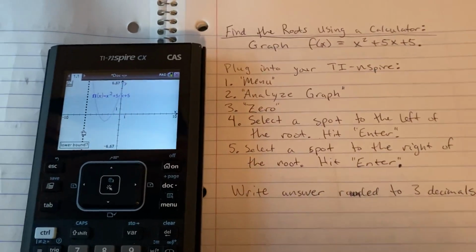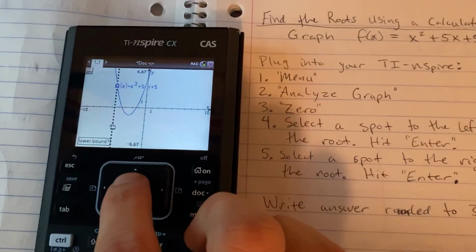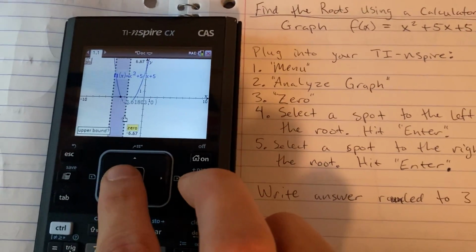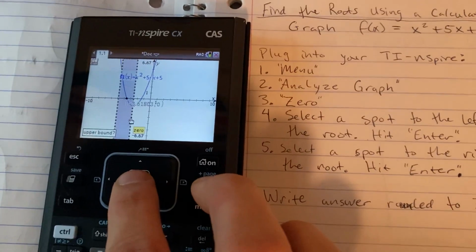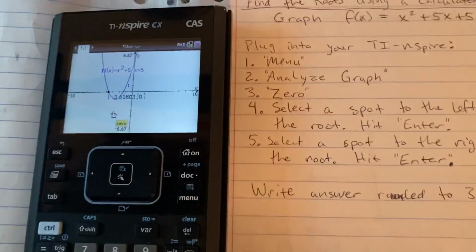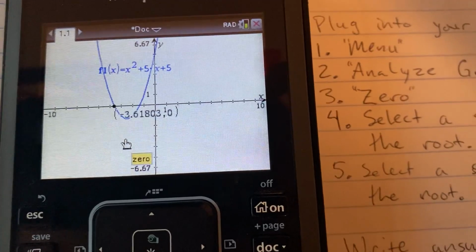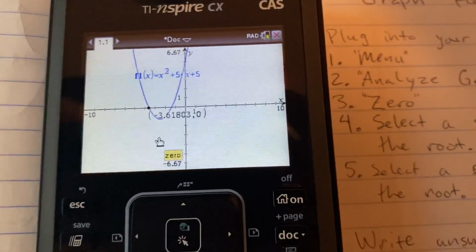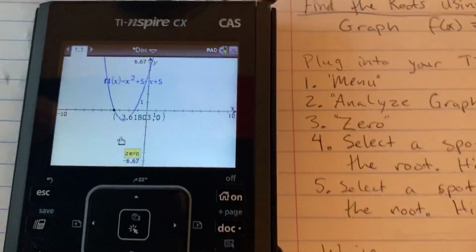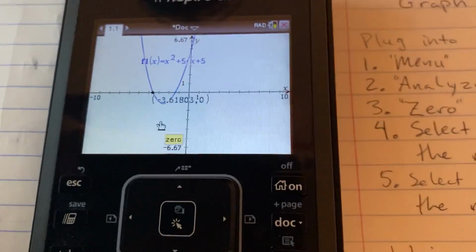So now you're going to select a spot somewhere to the left of where it crosses the x-axis. So out here is fine. And then you're going to select a spot to the right of it, so it knows that it's capturing between those two bounds that you set. And here we have the answer of negative 3.618. And so that would be our answer. I want you to round that answer to 3 decimal places.